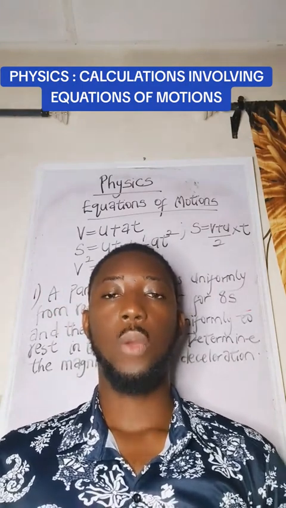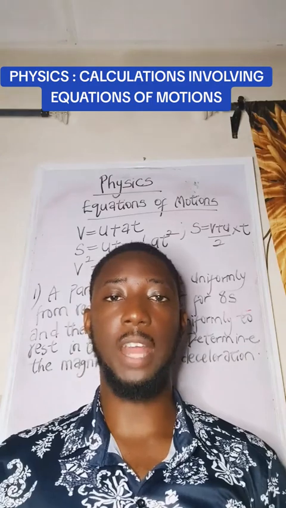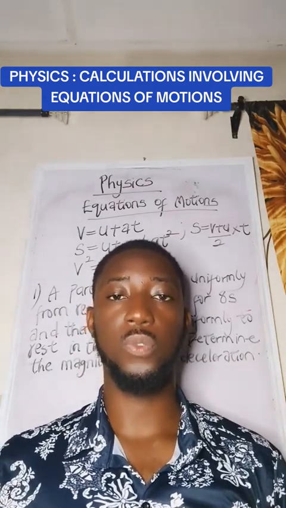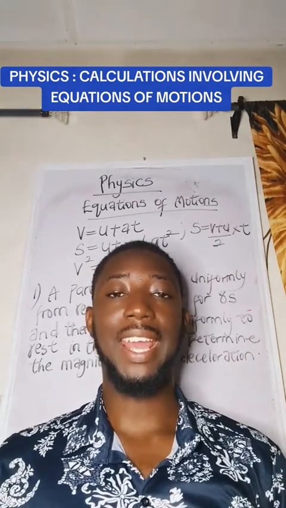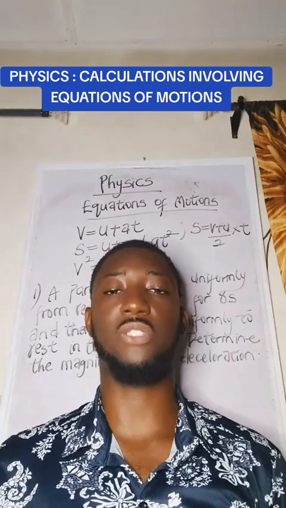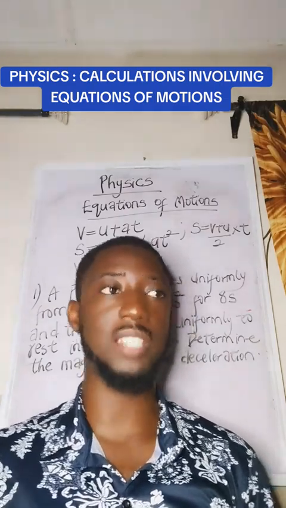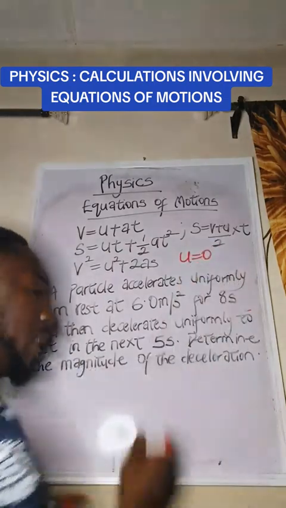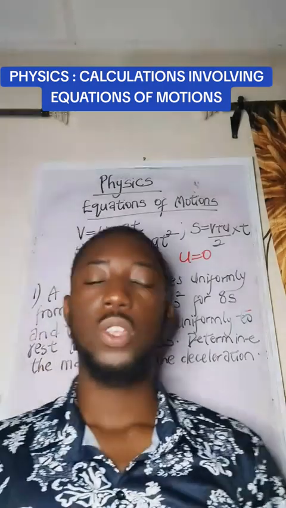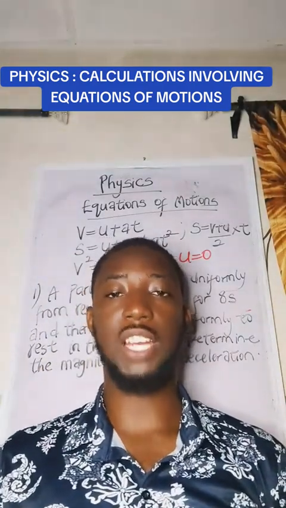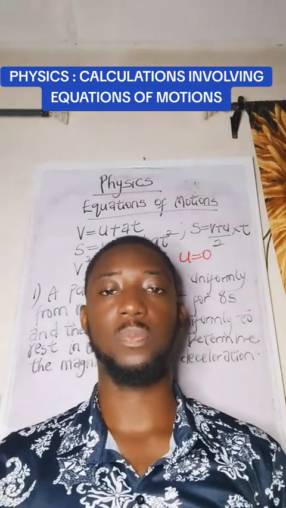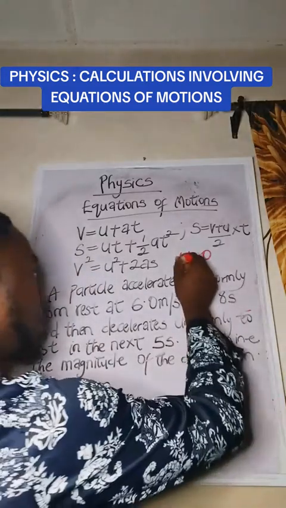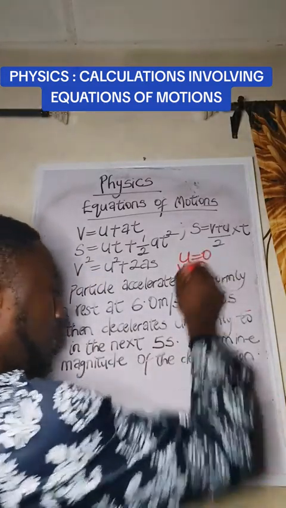One, whenever you are solving questions on equations of motion, we use U equals 0 when a particle or a body starts from rest. Whenever a body starts from rest, U equals 0. Secondly, whenever we are told that an object or a body stops, at the place where it stops, our final velocity, which is V, equals 0.